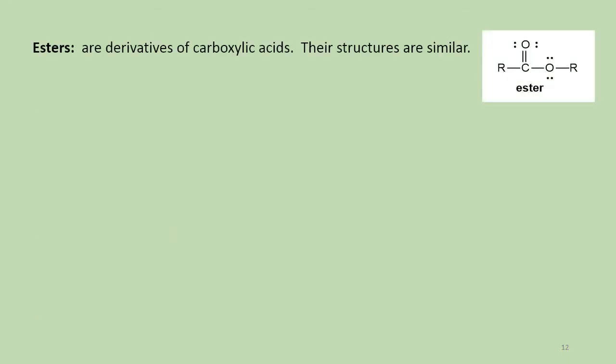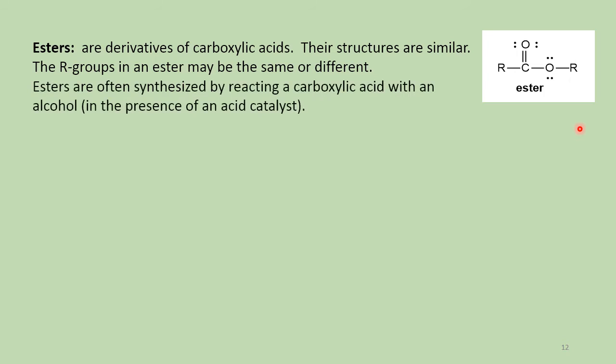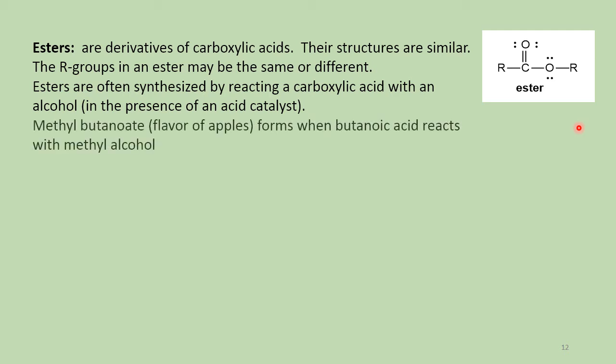Esters are next. An ester is R carbonyl OR. Now their structure looks similar to a carboxylic acid, except we have an R group instead of a hydrogen. Now the 2 R groups in an ester can be the same or different. Esters, in fact, are often synthesized by reacting a carboxylic acid with an alcohol in the presence of an acid catalyst. That's called the Fischer esterification reaction.